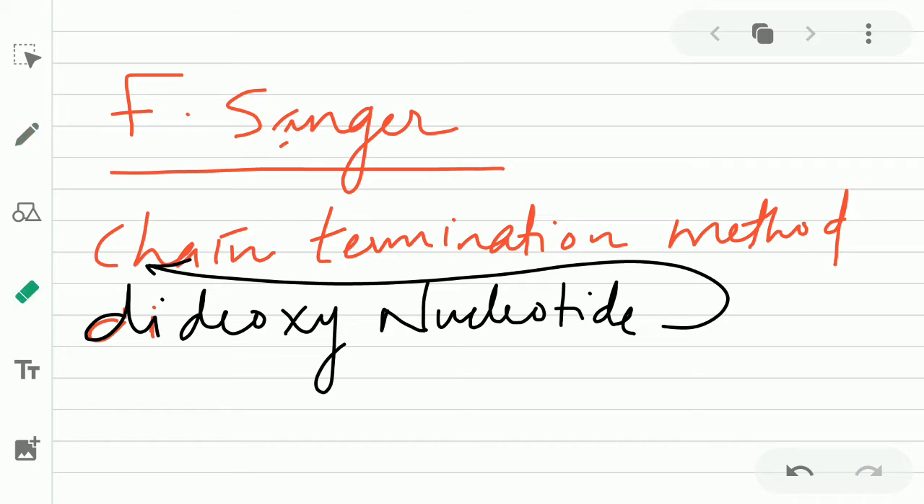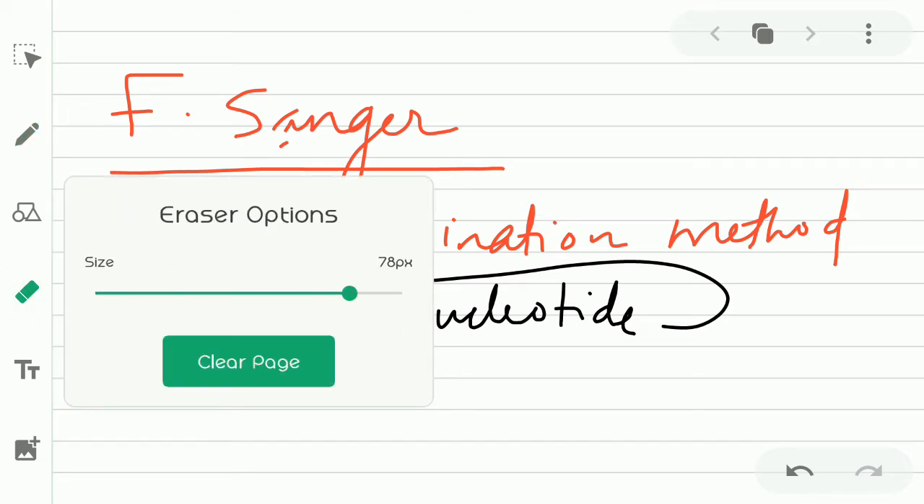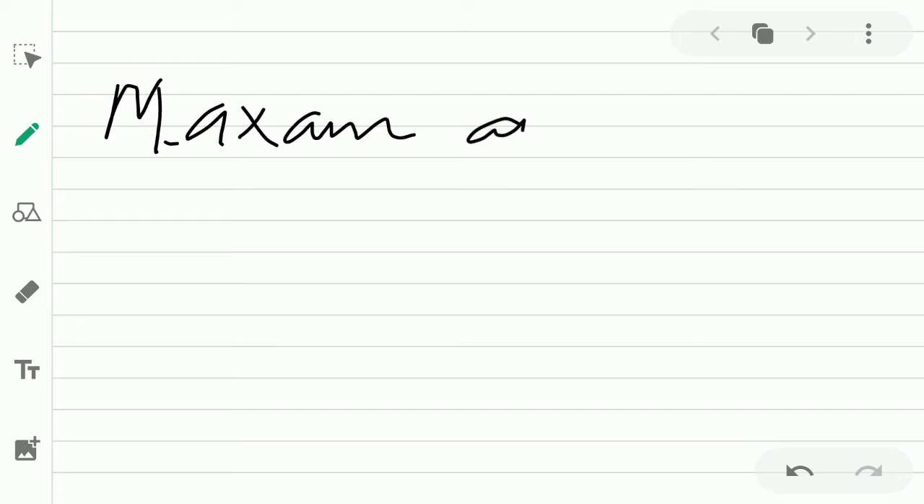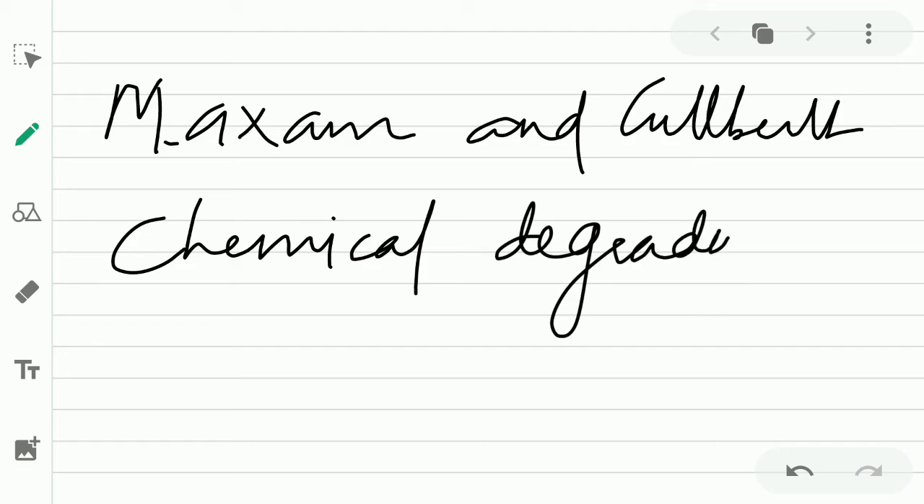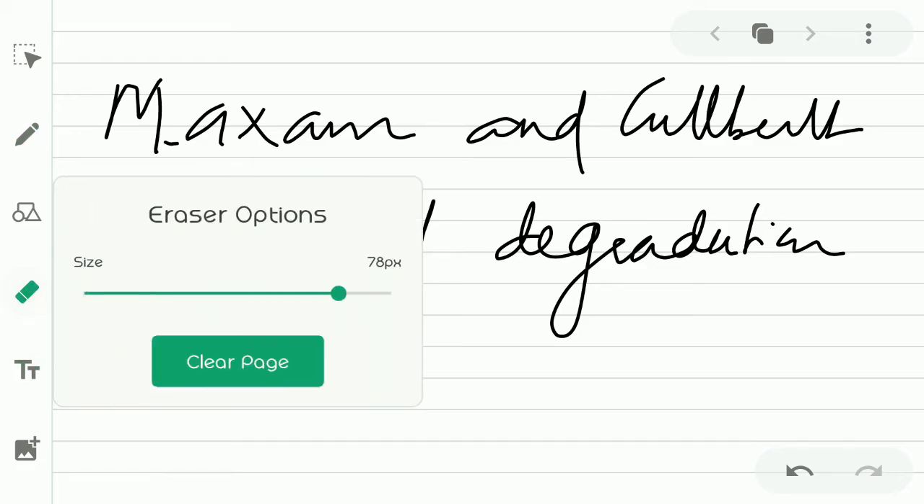Sanger is not the only scientist who has come up with a sequencing technique. Many scientists put forward various techniques. Another is Maxam and Gilbert. They have another technique, known as chemical degradation of DNA, the chemical degradation method. So today we are going to discuss Sanger's dideoxy chain termination method of DNA sequencing.